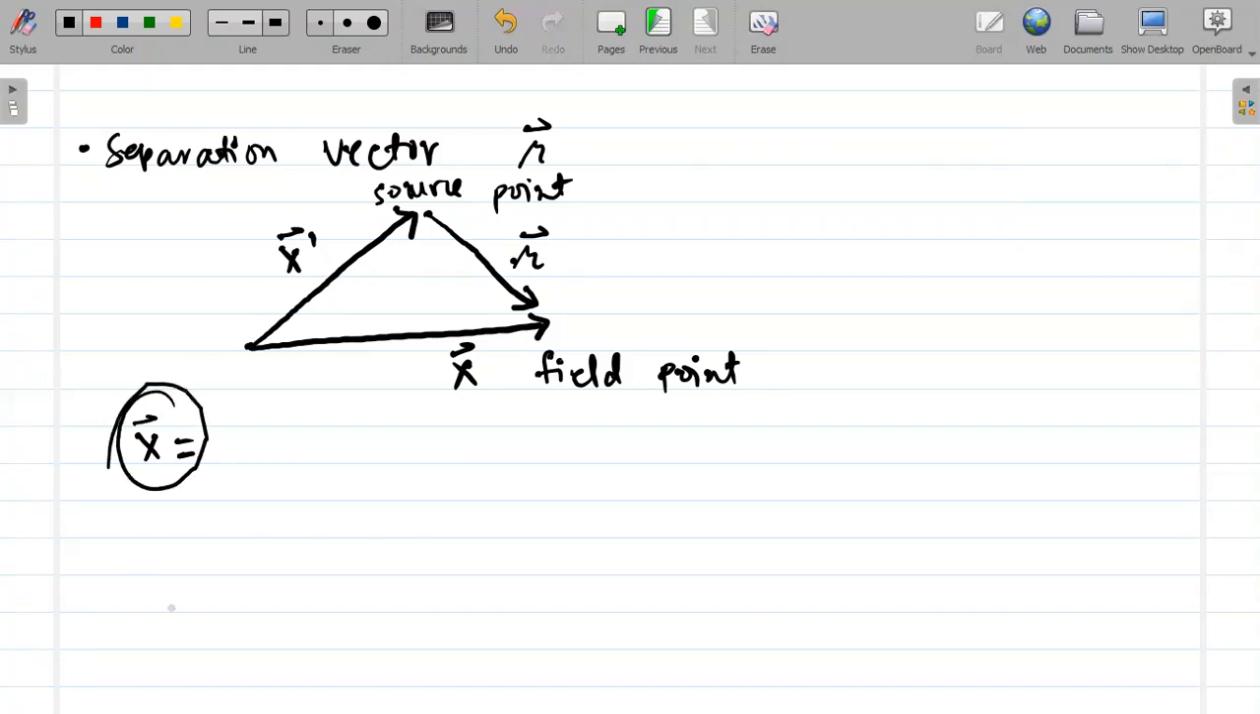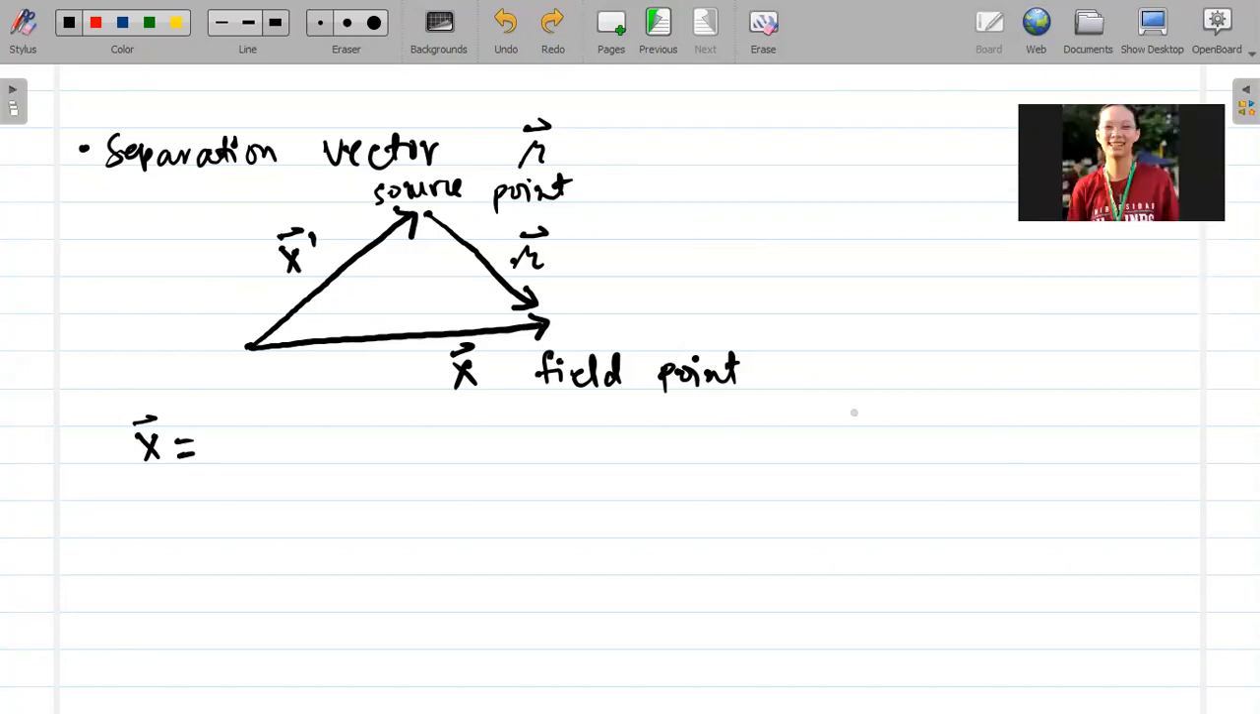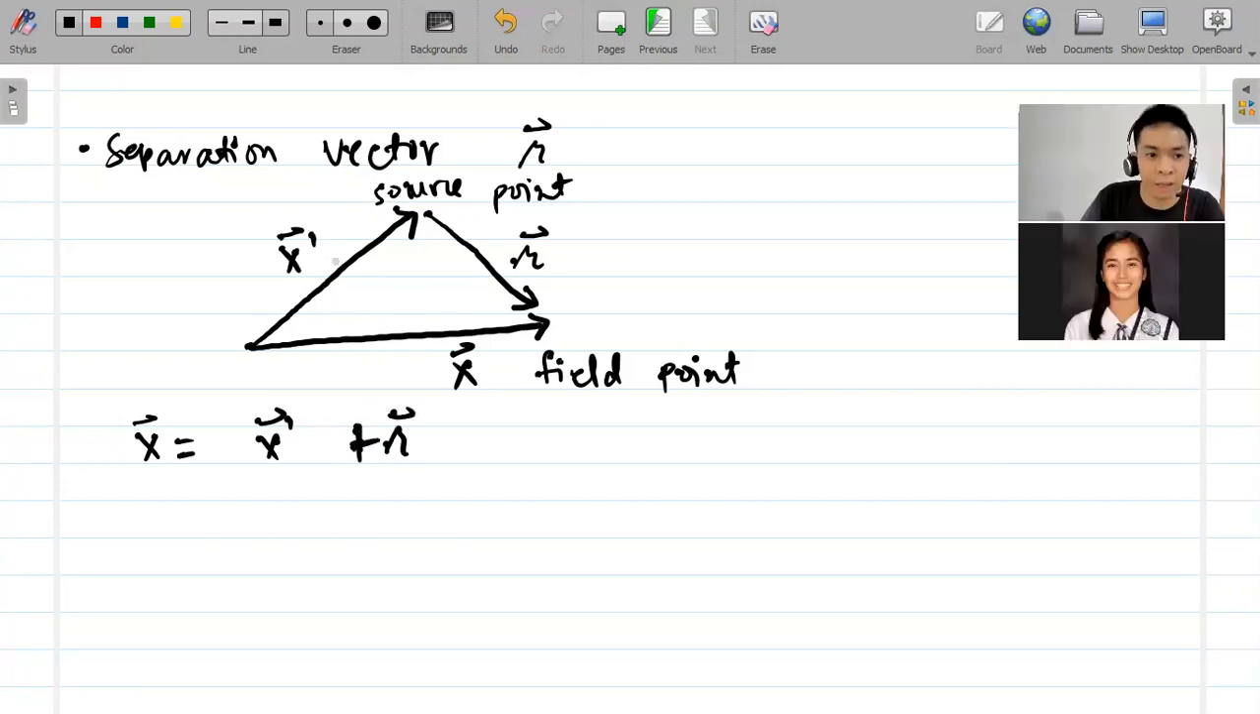Anong value ng X natin? Anyone? Wala. Anong gusto sumagot? X prime plus the separation vector. Yes. So siya ay X prime plus R. Diba, class? Ganyan lang yan. Simple lang yung diagram natin. This vector plus this vector equals this vector. So, bali ang ating separation vector R, that is equal to X minus X prime.